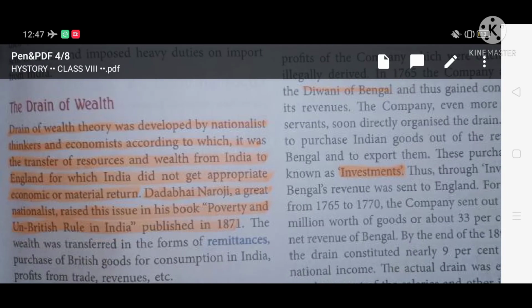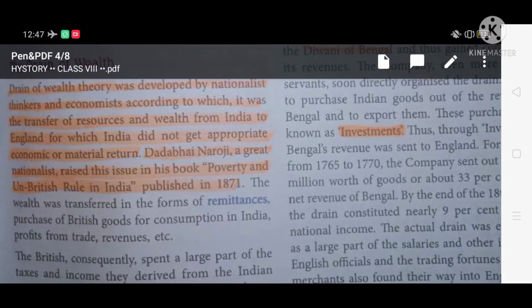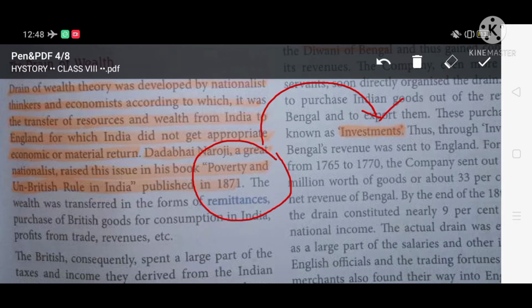The drain of wealth theory was developed by the nationalist thinkers and economists, according to which it was the transfer of wealth from India to England, for which India was not getting an appropriate material or economic return. Drain of wealth means the transfer of valuable resources from India to Britain, for which the British were not giving India anything of comparable value.